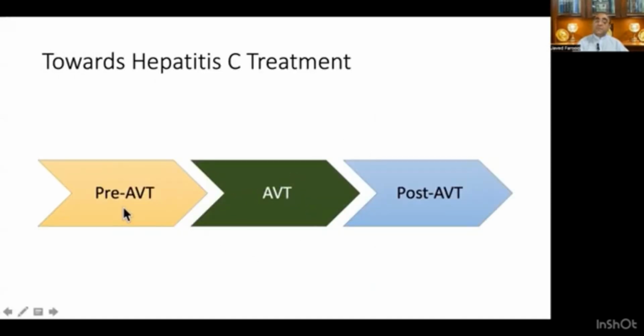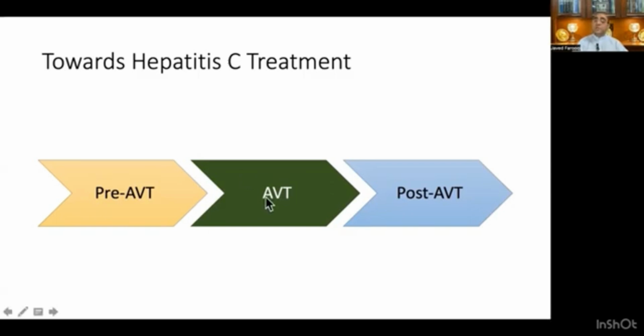So after the pre-antiviral treatment assessments, whether the patient was found HCV positive for the first time, or was treated in the past and now the PCR is positive again, or recently completed antiviral treatment and did not respond, or relapsed, we assess that, so we are clear what type of patient we have, and we have done the relevant workup.